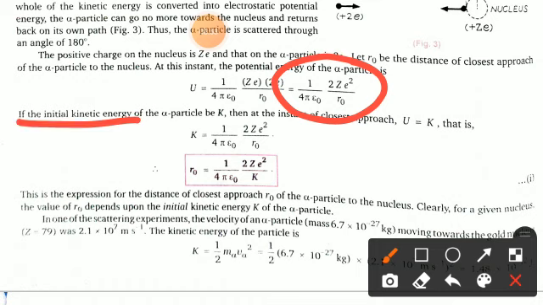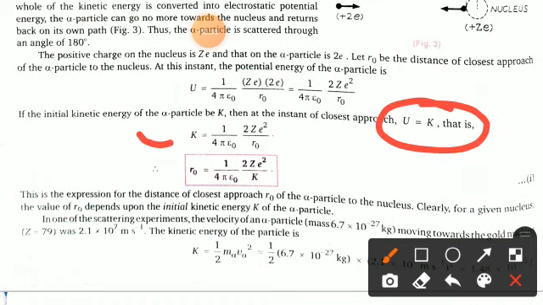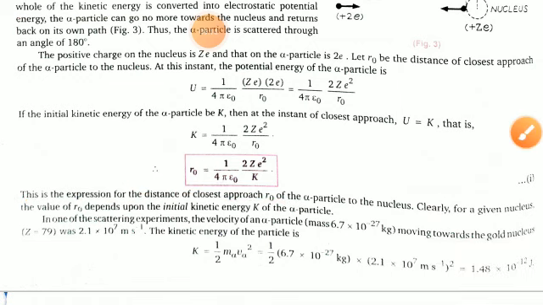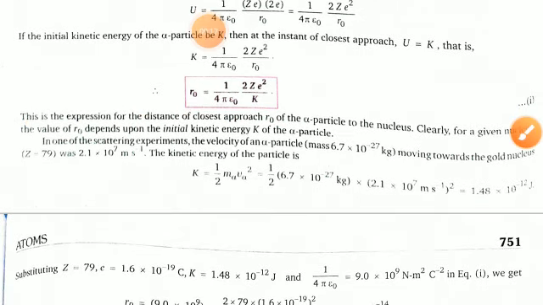Fine. So if the initial kinetic energy of the alpha particle is K, then at the instant of the closest approach U is equal to K. That is, K is equal to 1 upon 4 pi epsilon naught 2Ze square by R naught, or you can write R naught is equal to 1 upon 4 pi epsilon naught 2Ze square by K. So this is the expression for the distance of the closest approach R naught of the alpha particle to the nucleus. So clearly, for a given nucleus the value of R naught depends upon the initial kinetic energy of the alpha particles.